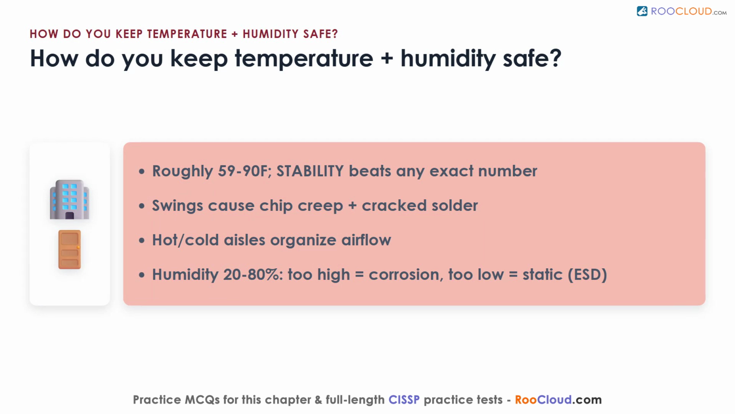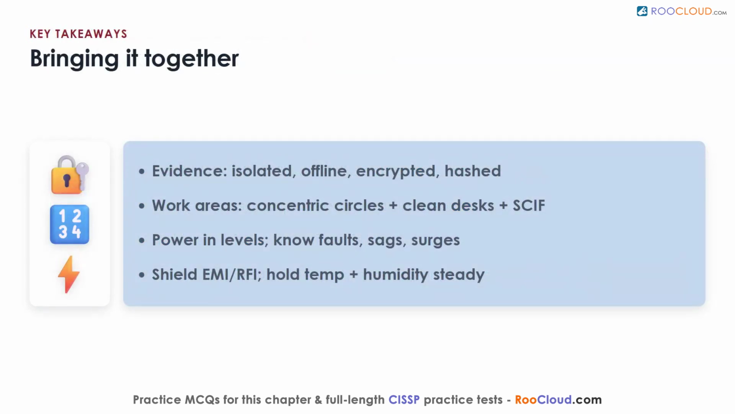Humidity stays roughly between 20 and 80%. Too much invites condensation and corrosion, while too little lets static build until an electrostatic discharge from your fingertip fries a circuit. Add positive air pressure and good filtration to keep dust out. Watch for plenum-rated cabling in air spaces, and use environmental and condition monitoring to catch trouble before it becomes an outage. So let's bring it together.